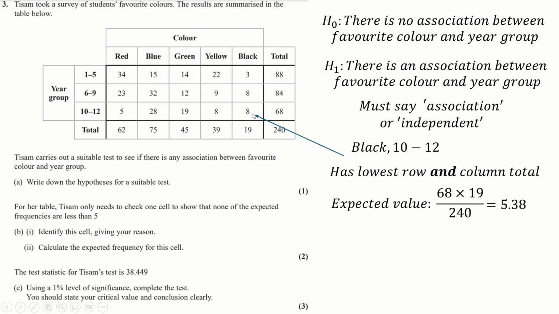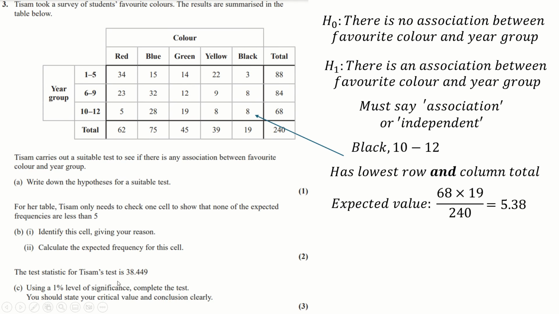And the reason this must be the only one we have to check is because, of course, it's got the lowest value from the row and from the column, so it must be the lowest thing when you do this tactic. If you did any of the others, you'd be increasing the number that you'd use, and so it would end up being bigger. So yeah, we don't need to collapse anything because the lowest one is 5.38. And yeah, that's the expected frequency for the cell.